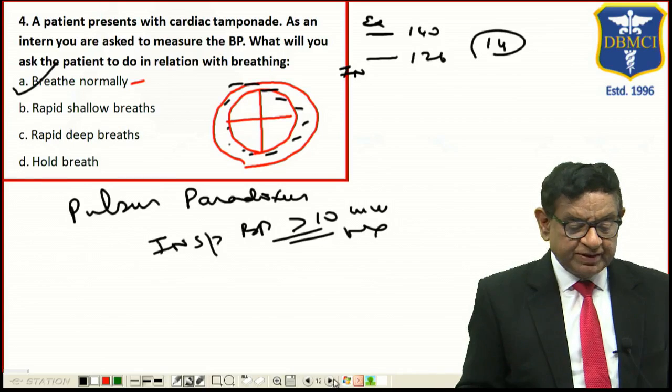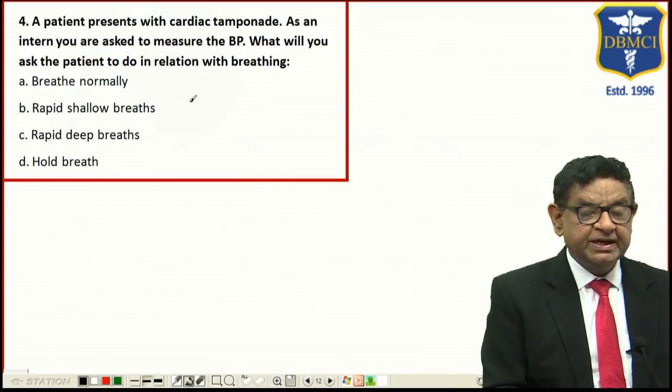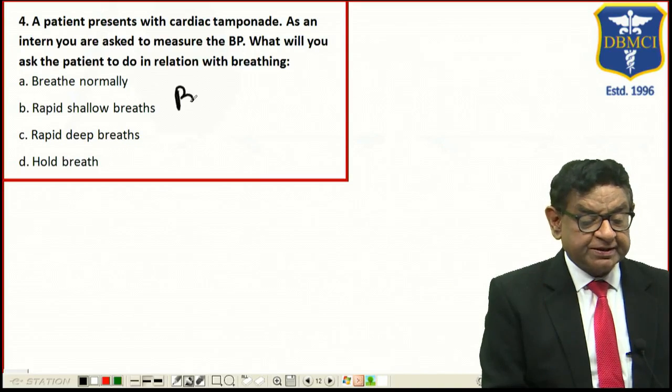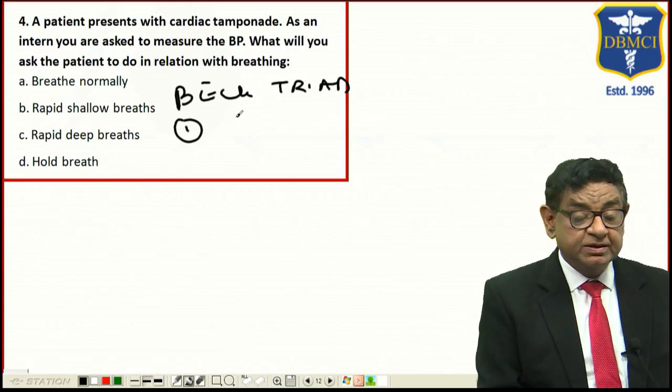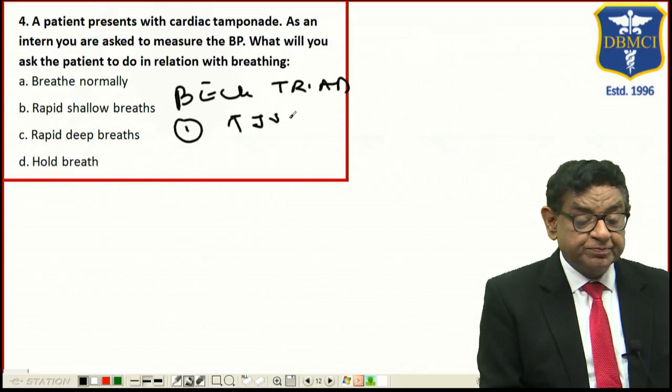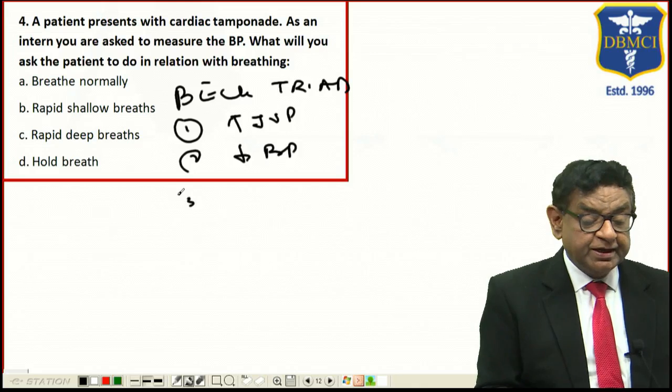What else can we see in this patient in the case of acute cardiac tamponade? In fact, we get Beck's triad. Beck's triad is prominent JVP, low BP, and quiet heart.